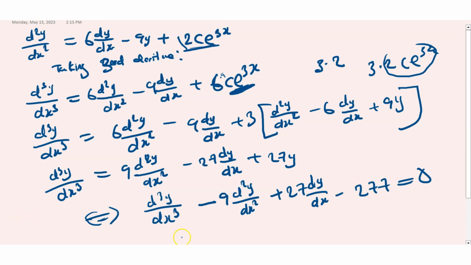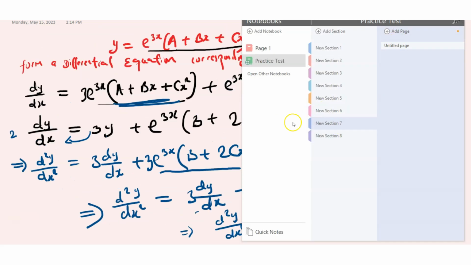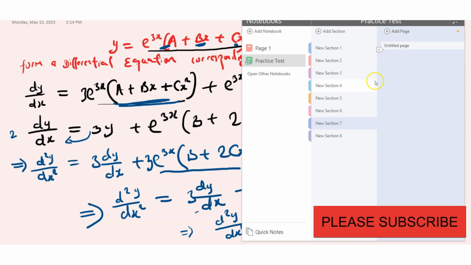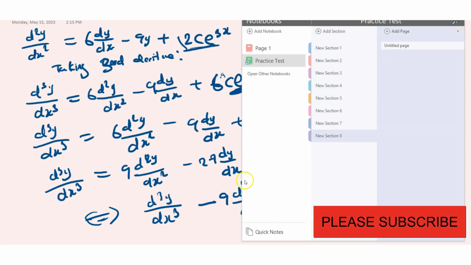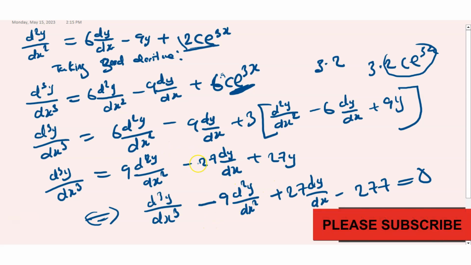So this is an equation that does not involve a, b or c. So we have eliminated the constants from the equation. Let's go back. These a, b and c have been eliminated, and this is the resulting differential equation corresponding to that function here. So this is the resulting differential equation.